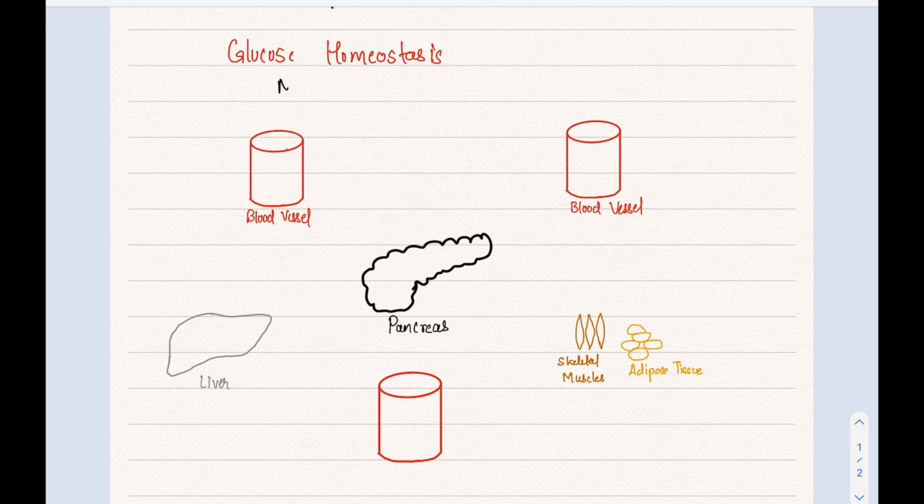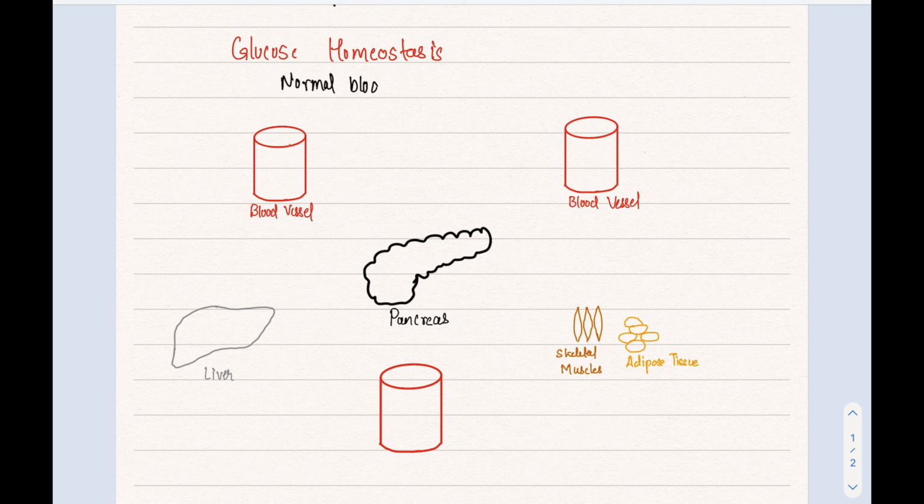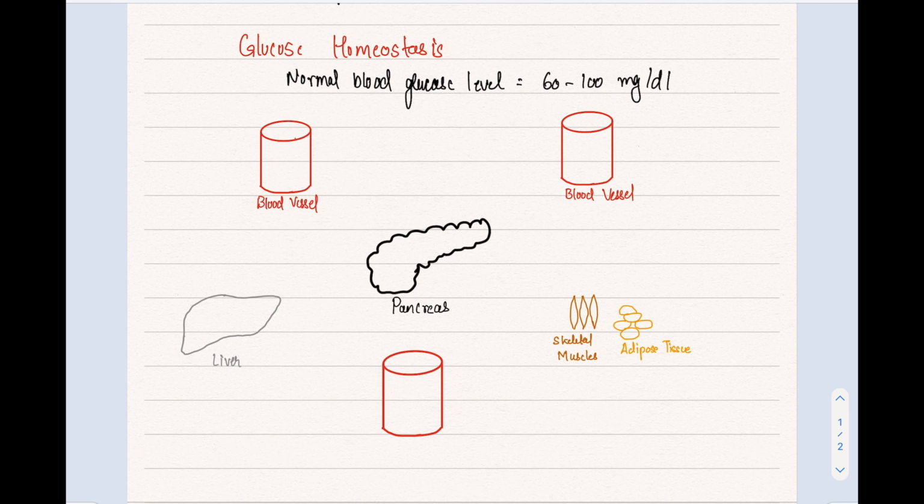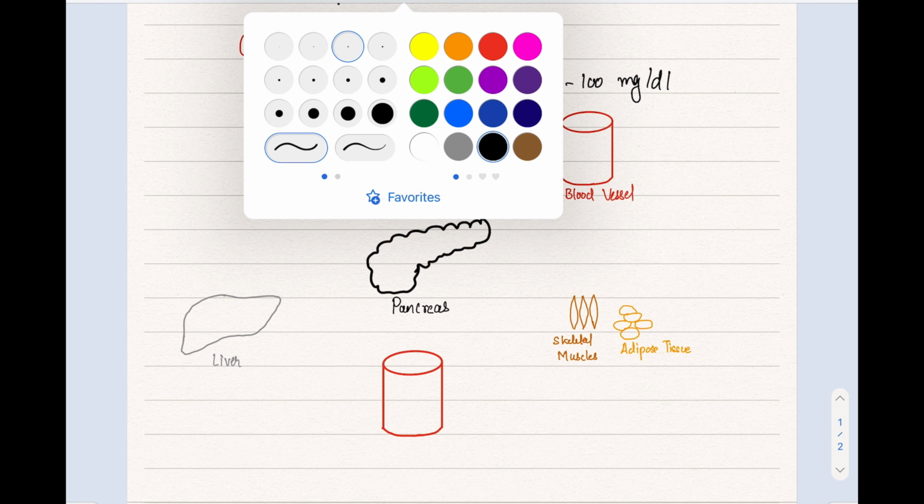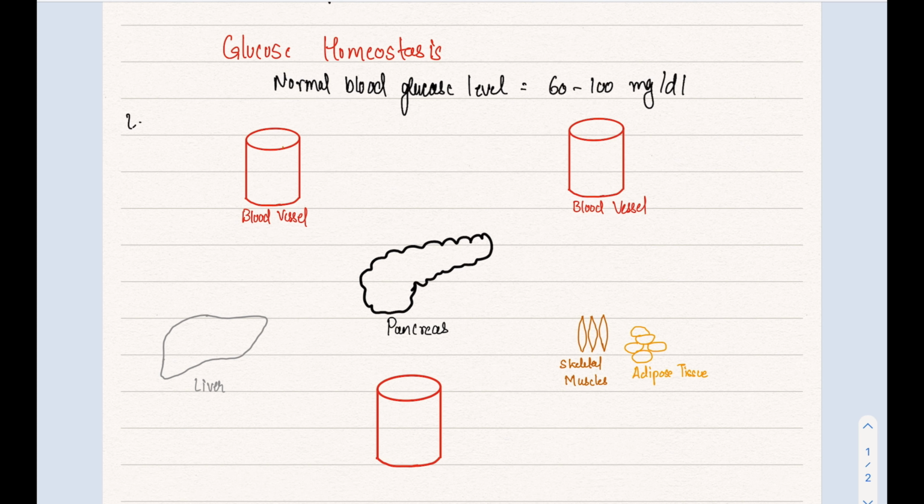So let us suppose that we have got this blood vessel, and let's say that there is a low glucose state in our body. The glucose level in the blood has dropped below 60 milligram per deciliter, a low glucose level. I'm going to represent the glucose molecules, so let's say that there are very few glucose molecules.